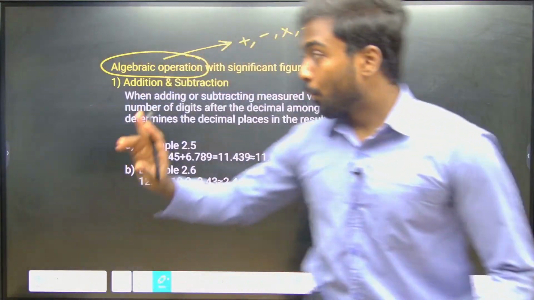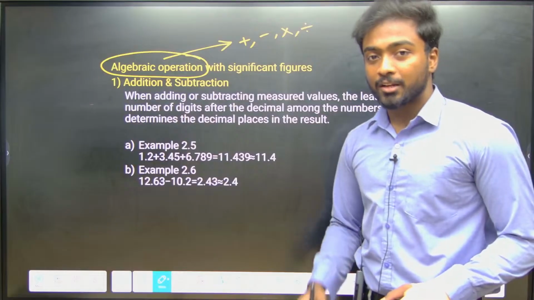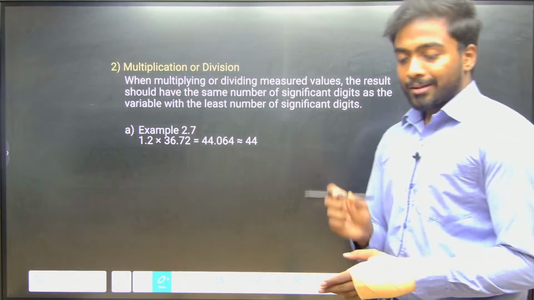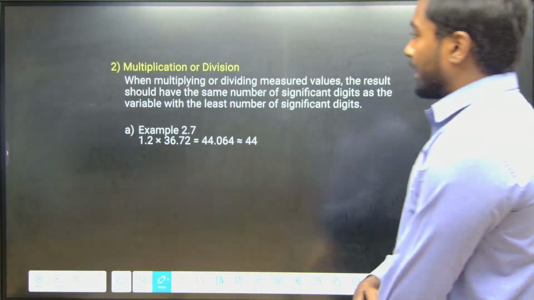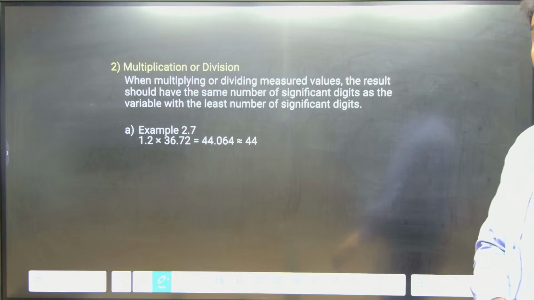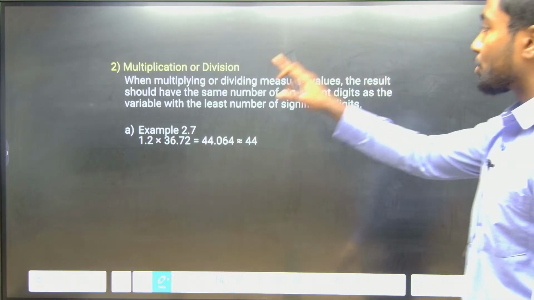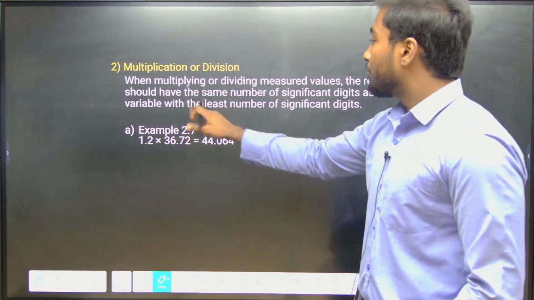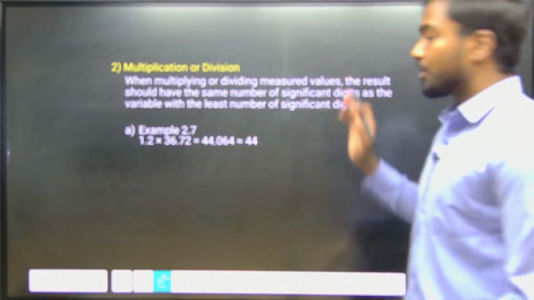Okay, once we see what multiplication and division say, then I'll tell it in simple words. When multiplying or dividing measured values, the result should have the same number of significant digits as the variable with the least number of significant digits.